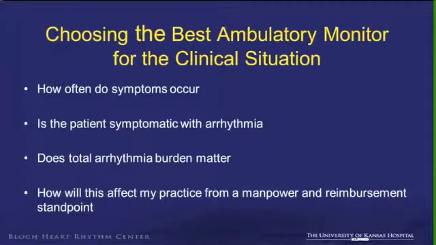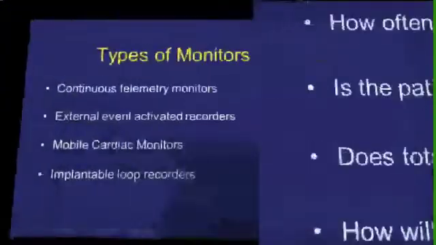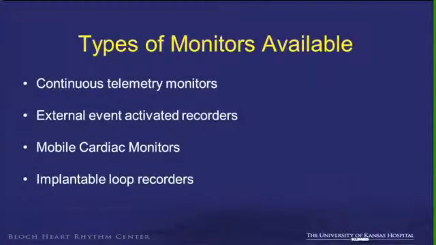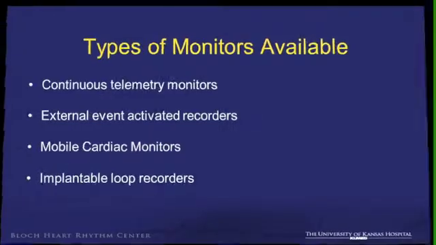I think that's something we don't think of immediately, although with these different types of monitors there is definitely a certain level of staff issues required in order to get good information in a timely fashion. So these are the types of monitors available to us today: continuous telemetry monitors, external event-activated recorders, mobile cardiac monitors, and implantable loop recorders. And we'll go through all of these very quickly.